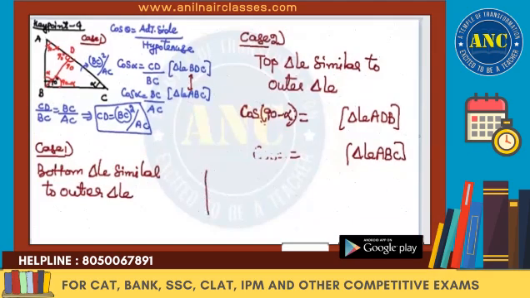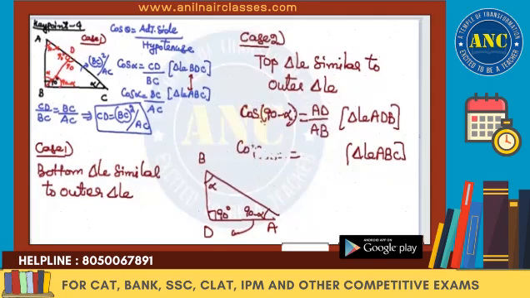Try to draw the diagram in case you get confused. This is A, this is D, and this is B. This is 90 degrees, this is 90 minus alpha, and this is alpha. What is cos? Cos is adjacent by hypotenuse. What is the adjacent side? Please try to do it. Adjacent for cos is AD by AB. Similarly, if I do the same thing for triangle ABC, cos of 90 minus alpha.